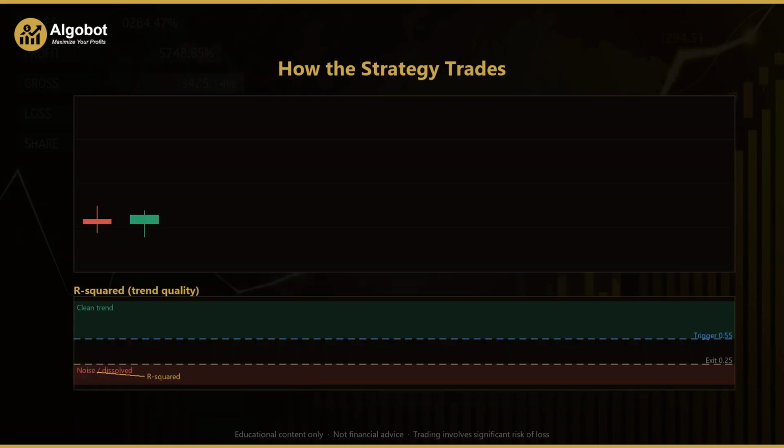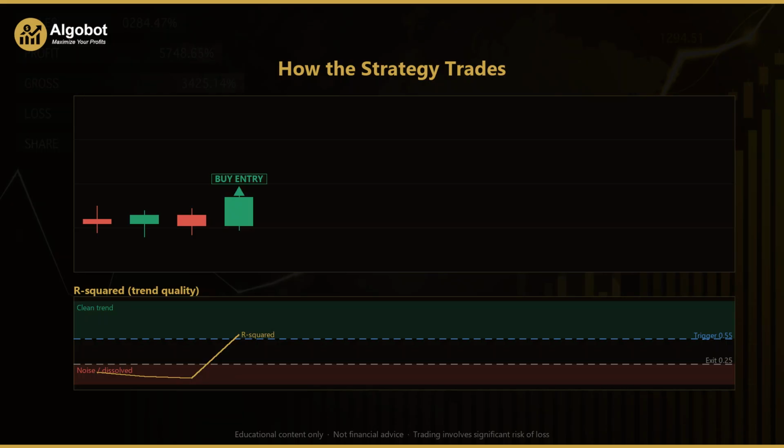Let's walk through this illustration candle by candle. In the lower panel is our key indicator, the R-squared reading, which measures how cleanly price hugs the regression line. It runs from 0 to 1. The blue dashed line marks the trigger at 0.55, and the gray dashed line marks the exit at 0.25.